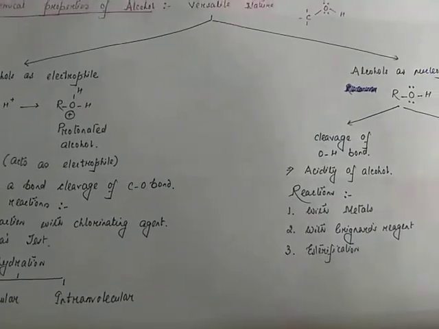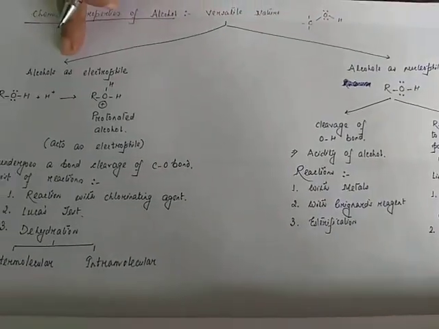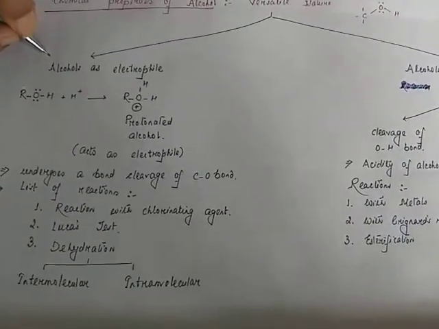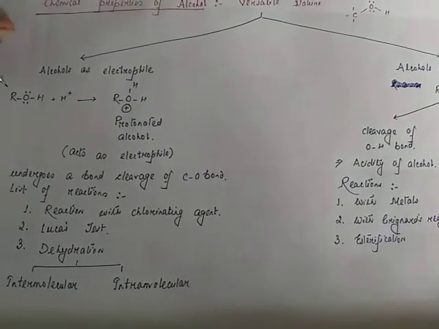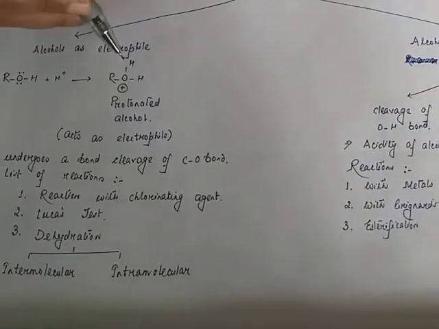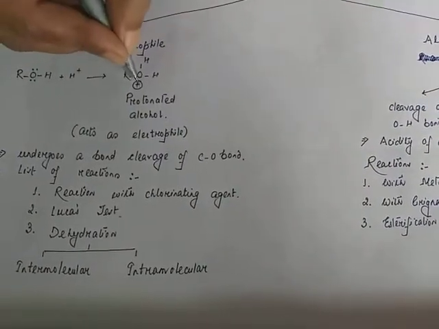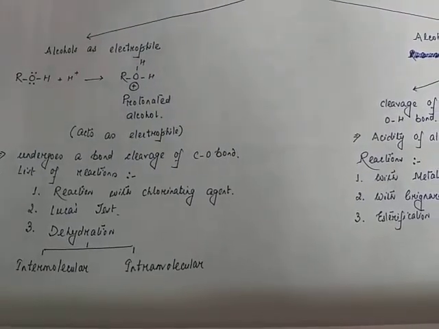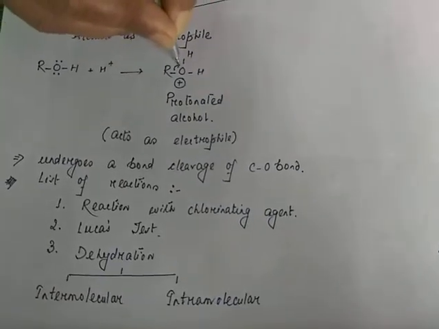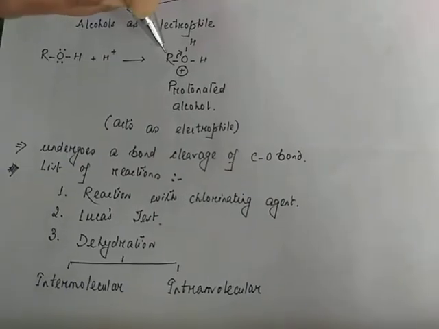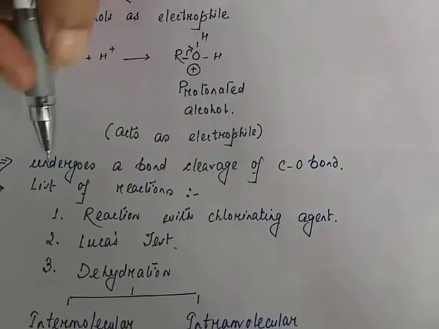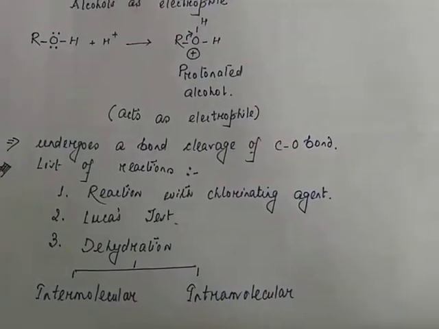In this way alcohols can behave as an electrophile as well as a nucleophile. The protonated alcohols behave as electrophile. When H+ adds to the unshared pair of oxygen, it forms the protonated alcohol. This protonated alcohol, because of this plus, acts as an electrophile, and therefore it's obvious that the bond is being cleaved. Any reaction in which the C-O bond is being cleaved is an electrophilic reaction.